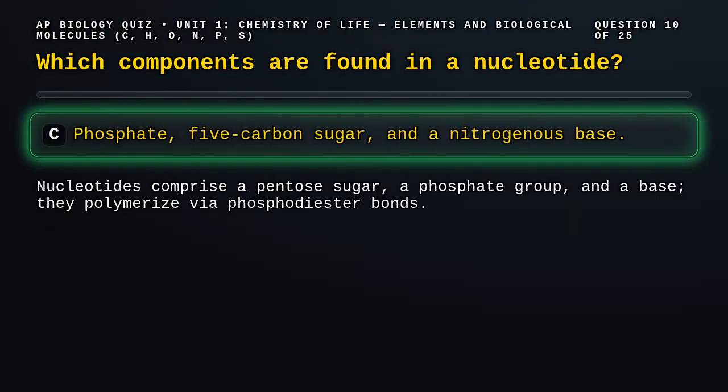Correct answer, C. Each nucleotide consists of a pentose sugar, a phosphate group, and a nitrogenous base. Nucleotides polymerize via phosphodiester bonds to form nucleic acids.